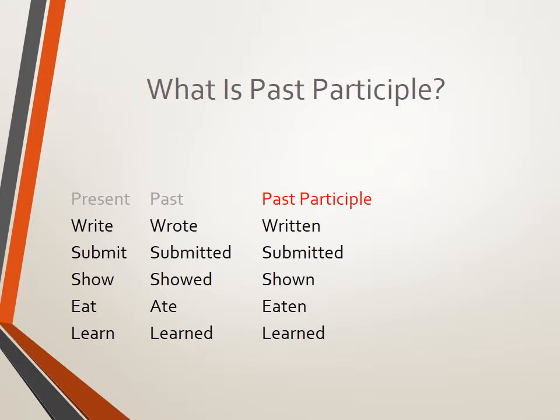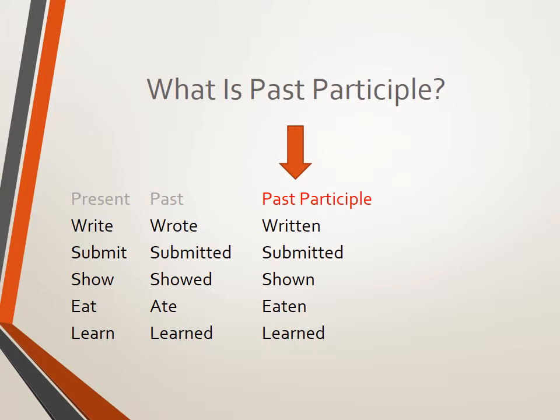So I write, I wrote, I have written, or I had written. Submit, submitted, I had submitted. I show, I showed, I have shown. Eat, ate, eaten. Learn, learned, learned. So it's not really important to memorize that this is past participle, but if you see a to be verb before a verb, you'll know a past tense verb of any kind is passive voice.